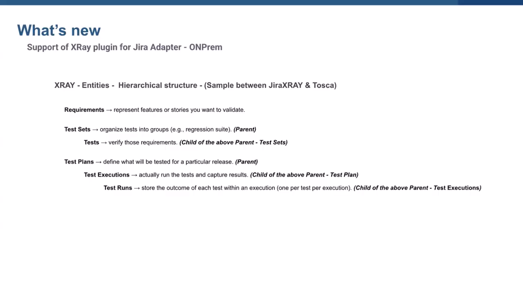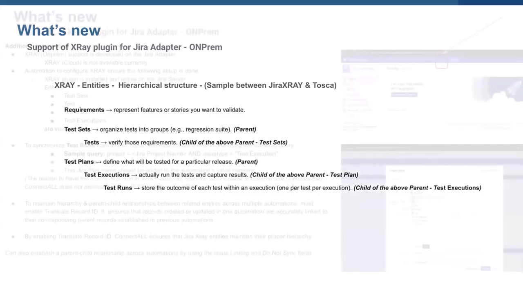And then you have a section for test plans. Test plan is where it is tested against a particular release. Under test plan, you'll have test execution. Test execution is where the tests are actually run and it captures the results. And test run is where we store all the outputs of these tests, right? Whether it's pass, fail, those execution results get stored in there.